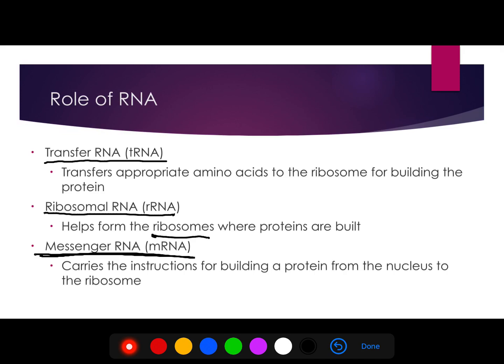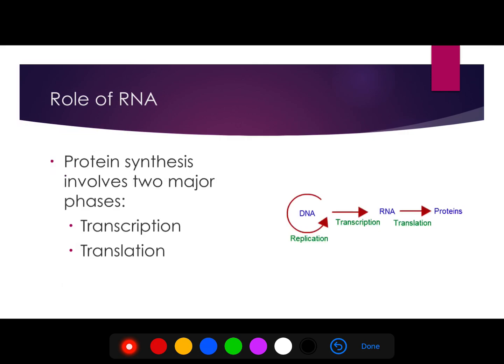Ribosomal RNA is the RNA found in your ribosomes, which are the organelles used for protein production. And then messenger RNA, again, is the RNA that's produced inside of the nucleus by copying the DNA, and it's used as an instruction template to get sent out for the ribosomes to read in order to produce protein. Okay? So let's talk about the process of protein synthesis.